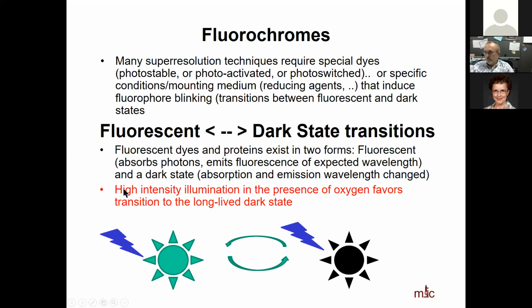One is the fluorescent form, or we could call it the on state, where they absorb the photon of our excitation, and then they'll emit a signal. Here we excite with blue, we get a green signal. But the same molecule can transition into the dark state, where now it has a different absorption and emission. So when we try to excite with blue, we don't get any signal. It can switch back and forth between those two states. It just depends how long the molecule can stay in the dark state or in the fluorescent state. Typically, high intensity illumination and presence of oxygen favors the dark state. And that's why some of these techniques that use these transitions have to include some reducing agents in the mounting medium to achieve just the right balance between those two.